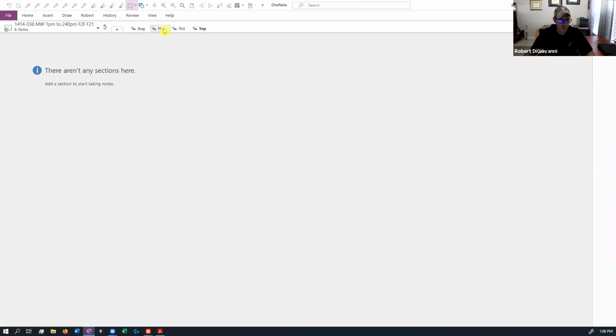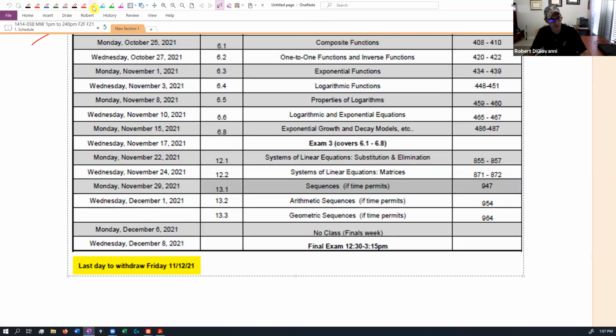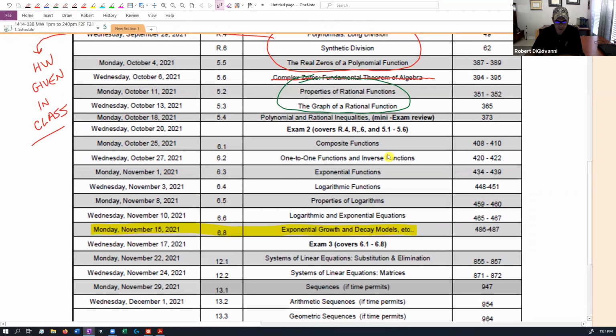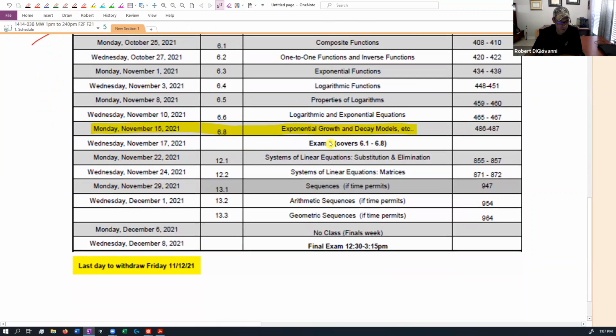Okay, let's look at where we are here on our schedule. Let's see, where is it? Here we go. So today is the 15th, and we're supposed to do exponential growth and decay models. Exam-wise, we just had an exam, so we're not going to do this exam, right? We had moved it before the drop date, so we're not doing this. So we're pretty much going to grind out till the end here.